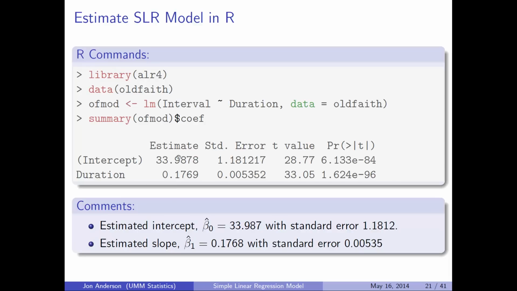It gives us a column of estimates. These are the beta hats, and it gives us a column of standard errors, the SEs we've just talked about. Where it says intercept, that means the estimated intercept beta naught hat is 33.987 minutes, and the estimated slope is 0.1769, and that is beta 1 hat. The standard errors are given right next to them here.